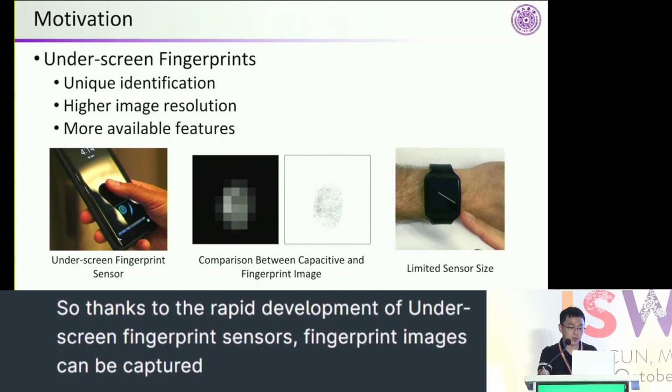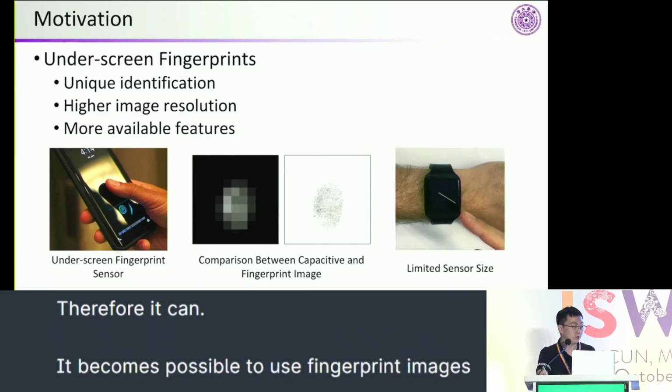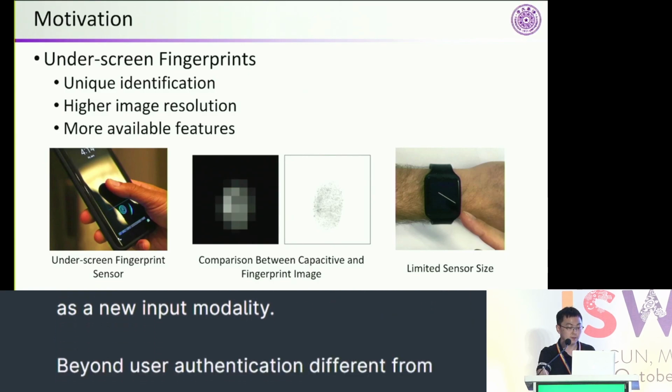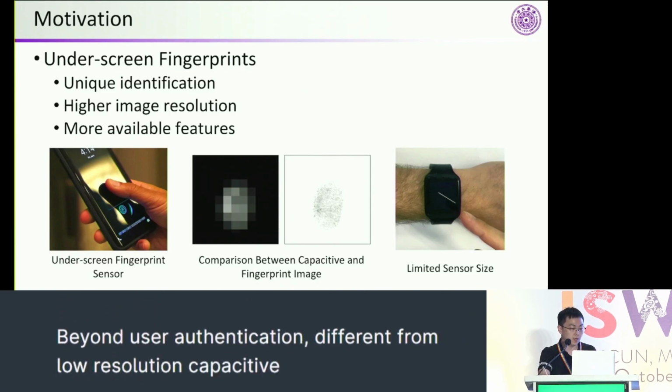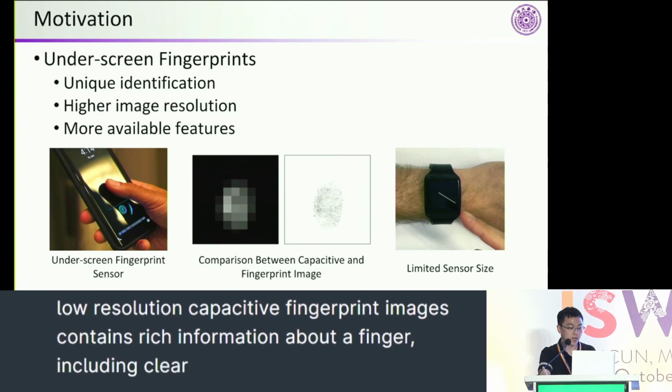Therefore, it becomes possible to use fingerprint images as a new input modality beyond user authentication. Different from low-resolution capacitive images, fingerprint images contain rich information about a finger, including clear ridges, minutiae, touch area, and so on.